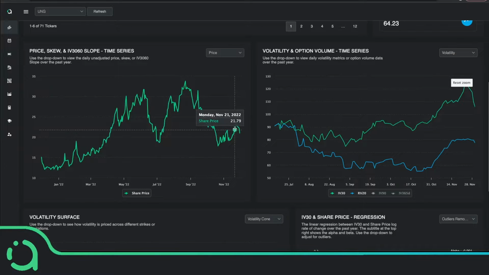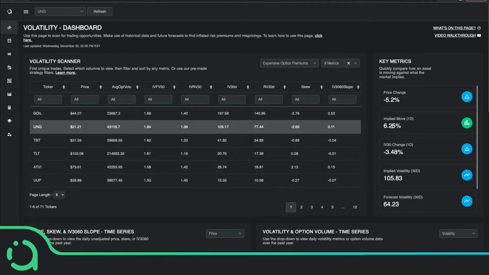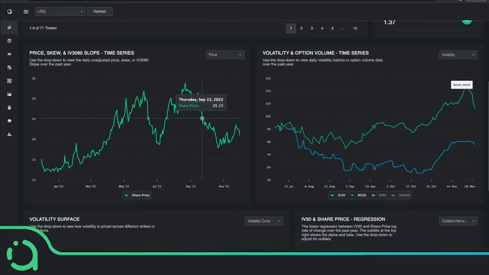And as we can see for UNG, we did have this period from August to October where we saw the price come down drastically. But ever since the last month, it's really chopped around this $20 mark, which is a great thing. Because if you think about it, a 6.25% a day implied move, that's pretty steep. That's a really big move. And we've seen this chop within a 5% range for the last month.